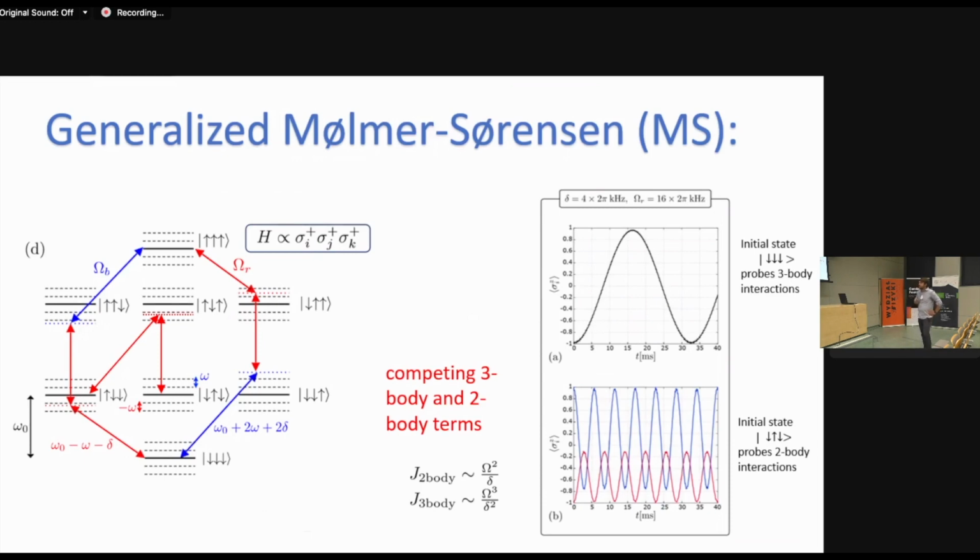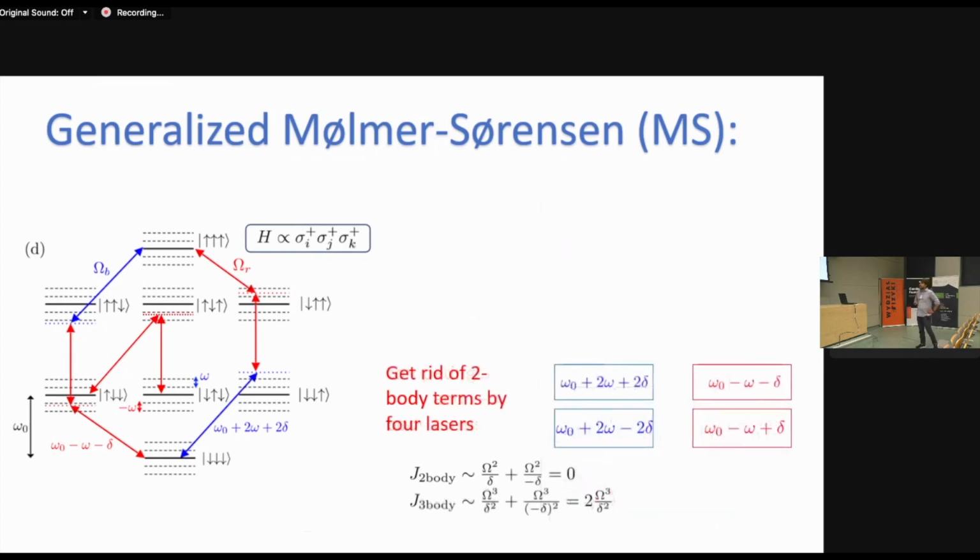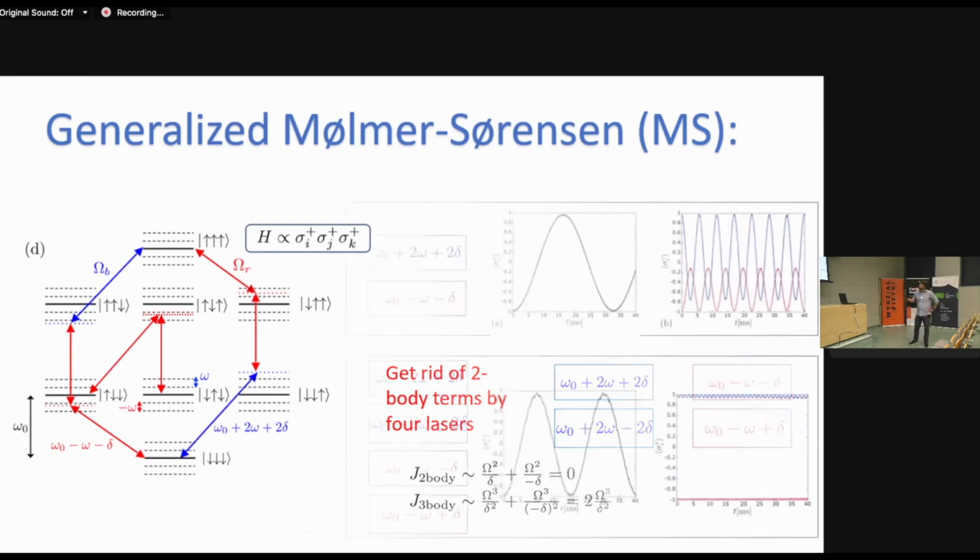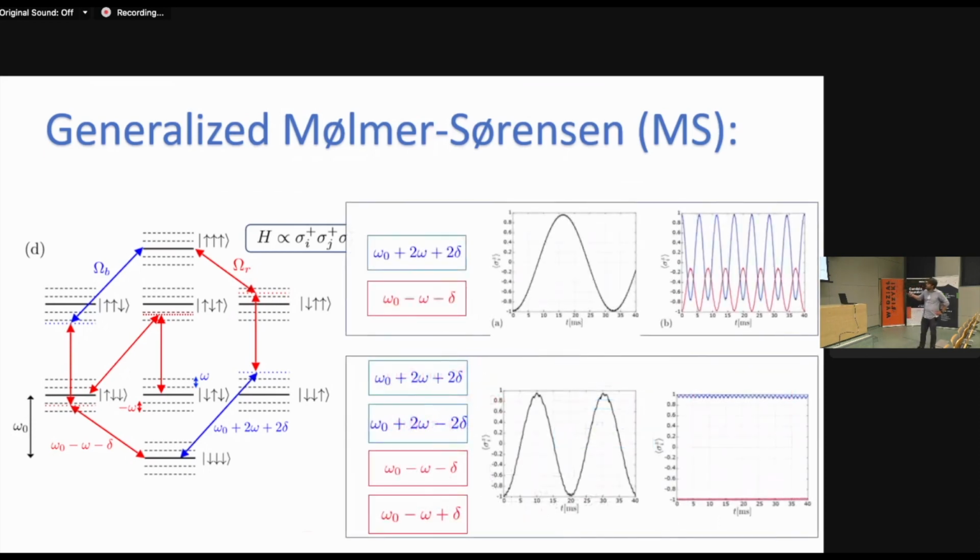So this means that if you just take this laser scheme twice with opposite detunings, then the 2-body part will cancel, whereas the 3-body interactions get constructively enhanced. And indeed, one can check again. So this was the situation we had before. And now if you have this doubled scheme, you see the 3-body oscillations go twice as fast, whereas the 2-body interactions have basically disappeared. And yeah, this is mainly how it works.